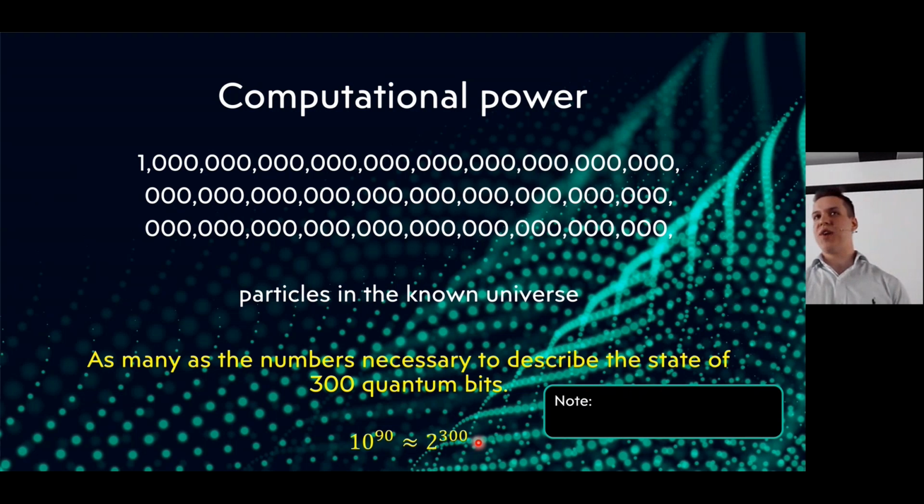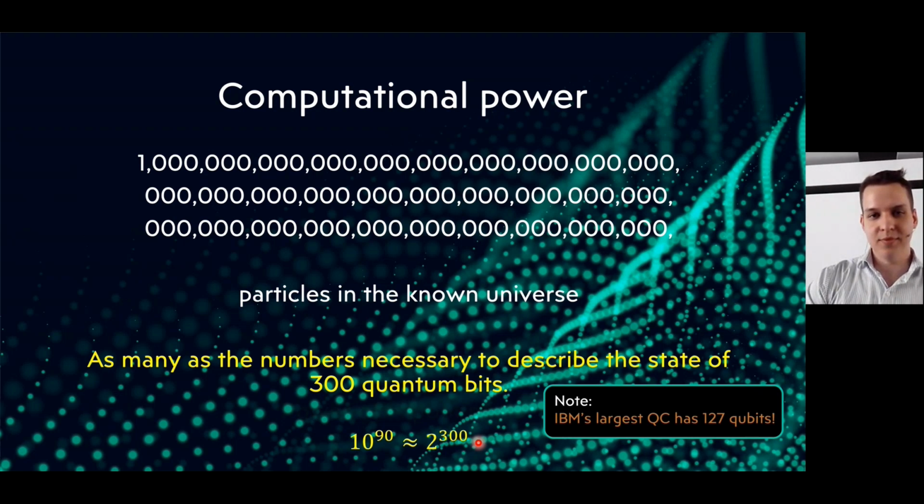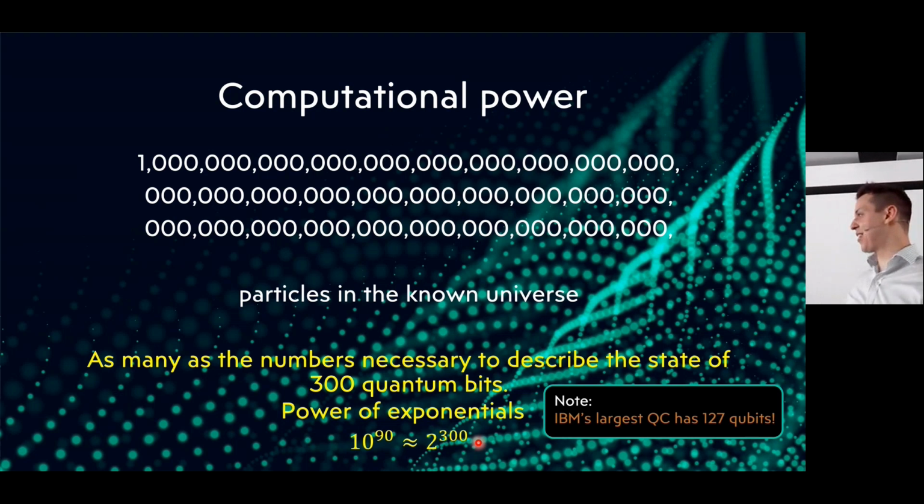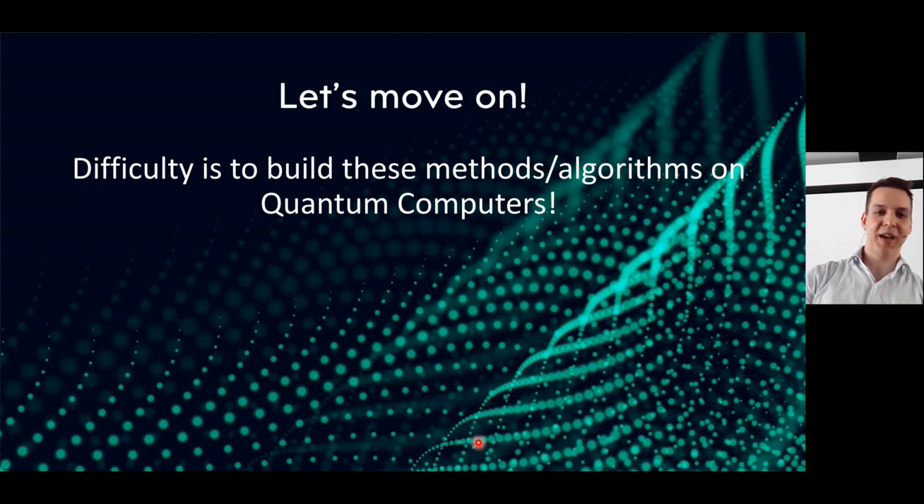And interesting is that the quantum computer from IBM at the moment, called Eagle, is a private one. You can't access it. It's in research, and it has 127 qubits at the moment. So this is the highest number of real qubits in the world. And you can see with 300 qubits, you can describe every particle in the universe. So we're getting close. It's not that far away. And this is called the power of exponentials, okay? And let's move on.